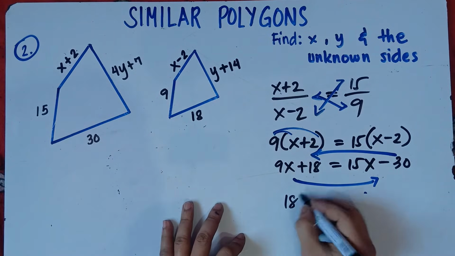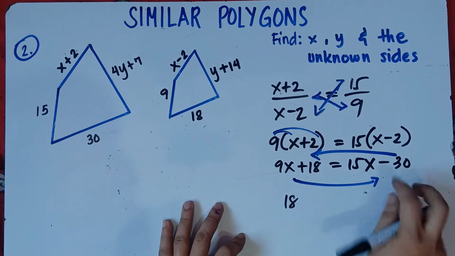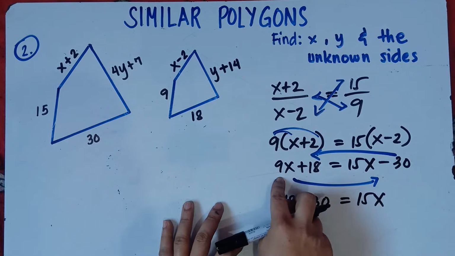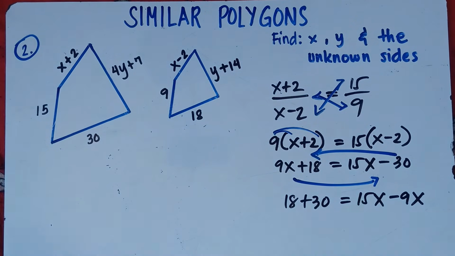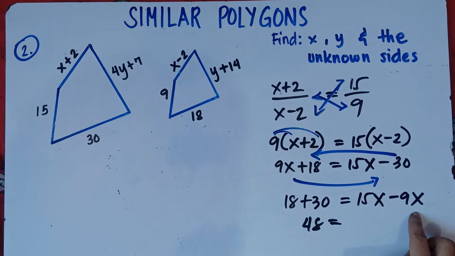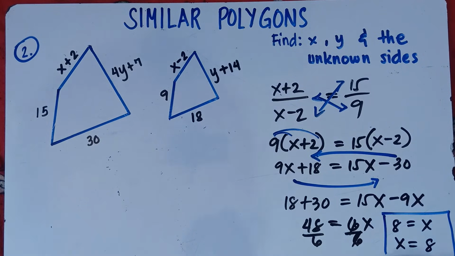So this will be 18, copy 18, then we transpose 30. All of the numbers, we put on the left. So this is negative, it will be positive 30, equals, copy 15x. Then this positive 9, we transpose that one to the right. This is positive, it will be negative 9x. So 18 plus 30 is 48, equals 15x minus 9x, that would be 6x. And to get the value of x, you divide both sides by 6. 48 divided by 6 is 8, equals x. Or that's the same as x equals 8. Therefore, our x, class, is equals to 8.